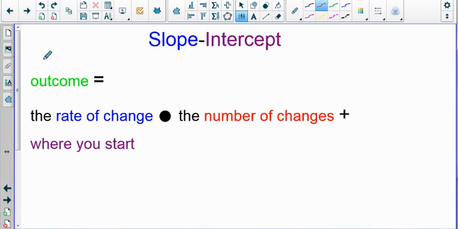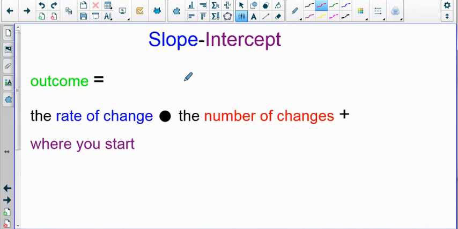It says that the outcome, what happens, your result, can be found by taking how much it changes by every time, the rate of change, the slope, times the number of changes plus where you start.